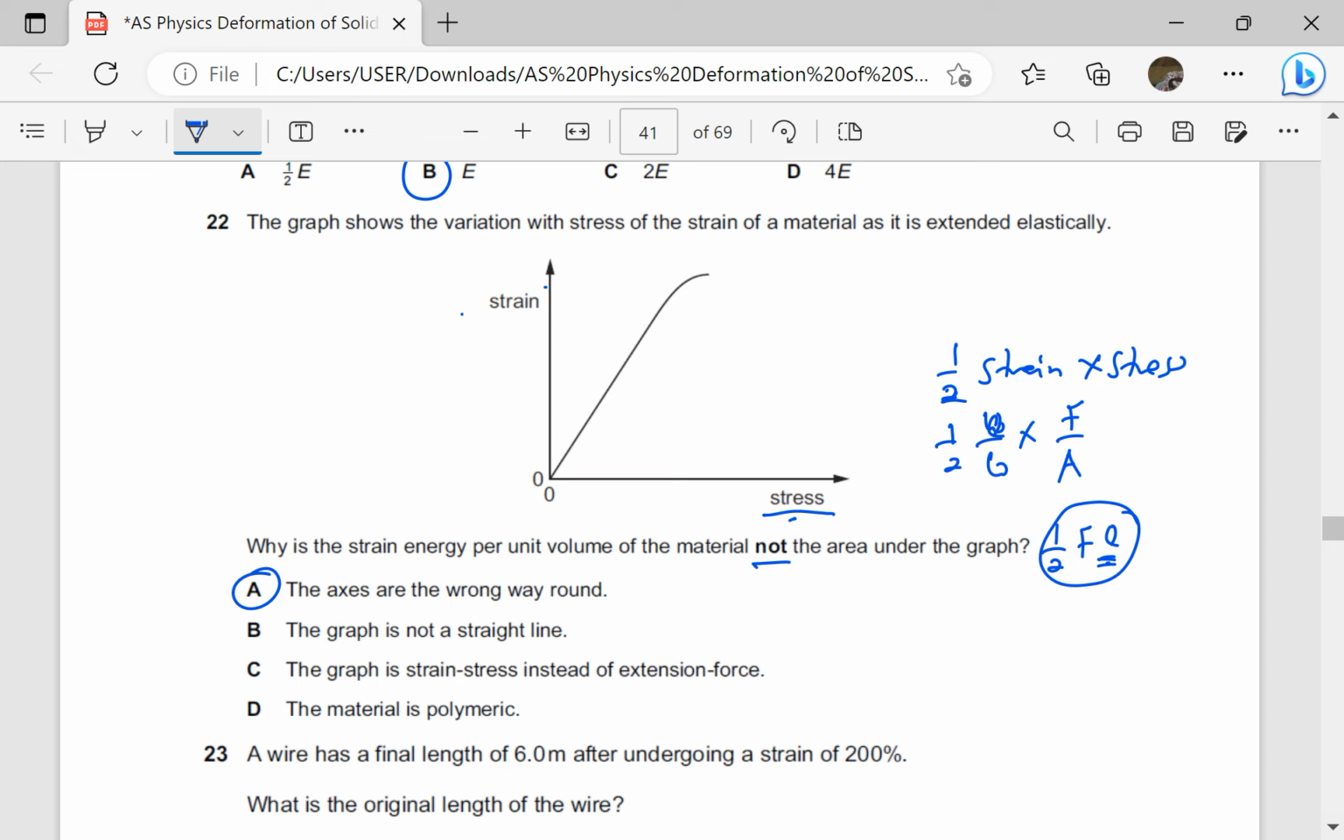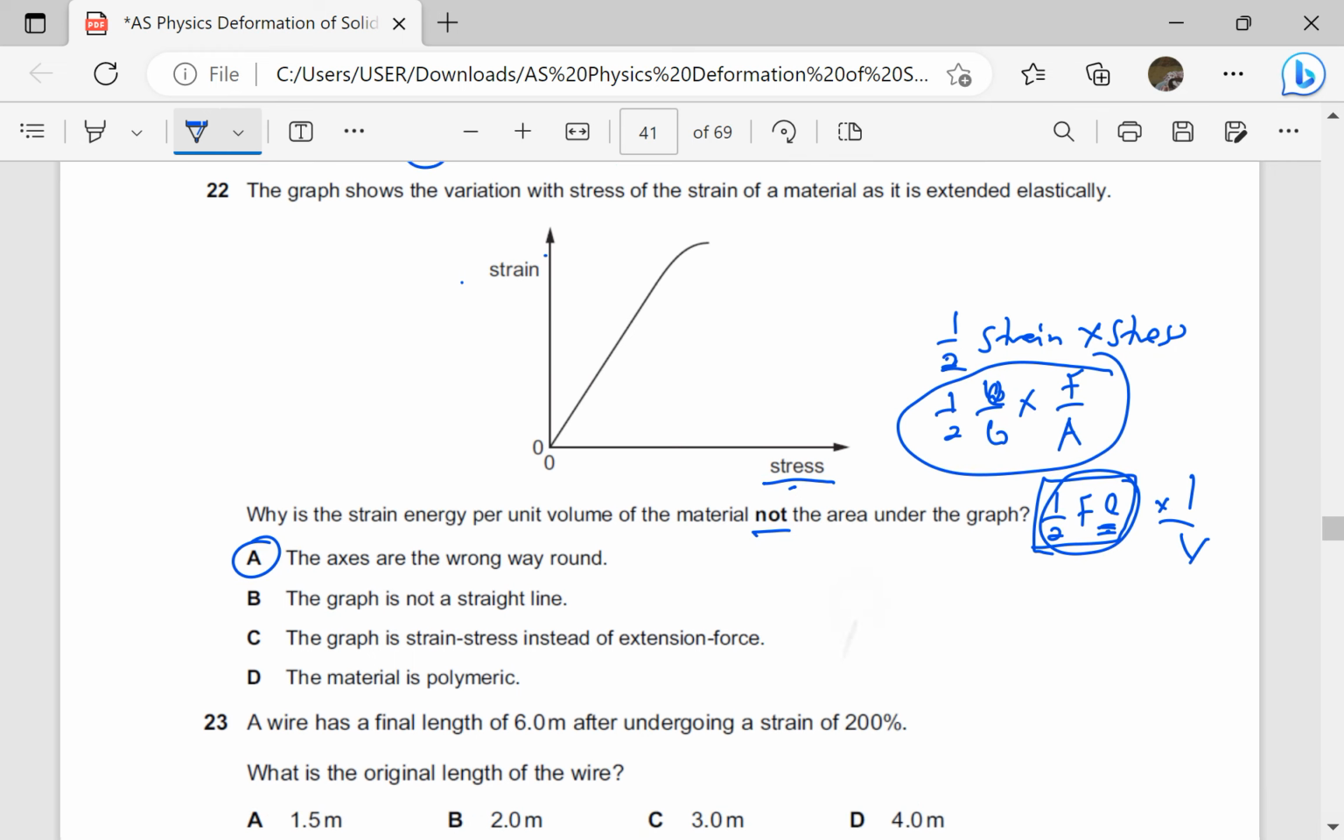From algebra you may see that it is direct, but note that if you manipulate this, you get a half Fe times 1 over volume. Yes, but now this is only strain energy if the F is on the vertical axis and the extension is on the x-axis. But if the extension is on the vertical and the F is on the horizontal, then it is the wrong area. Therefore, the answer is going to be A.